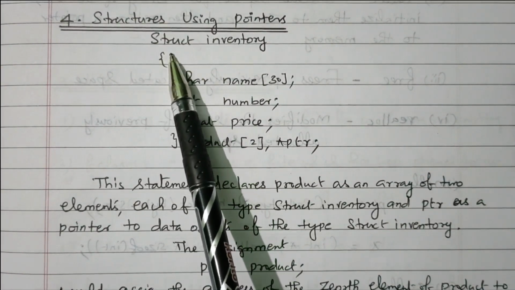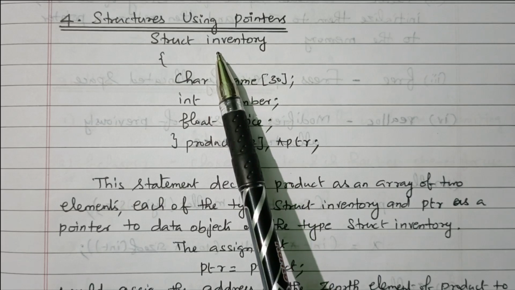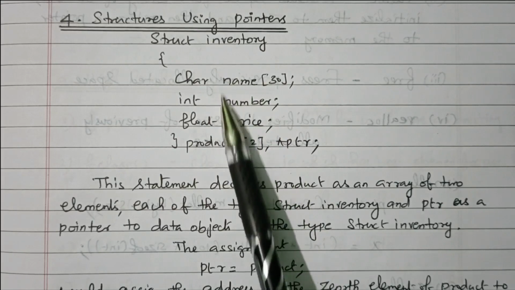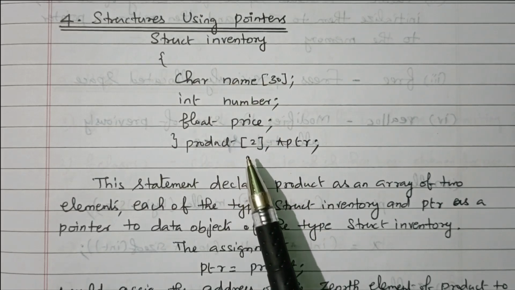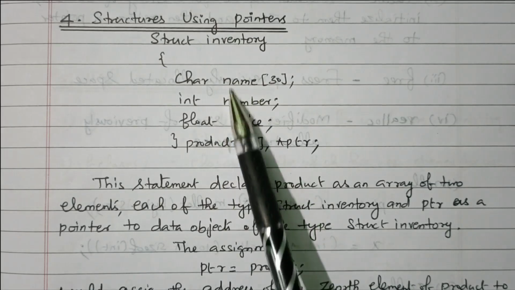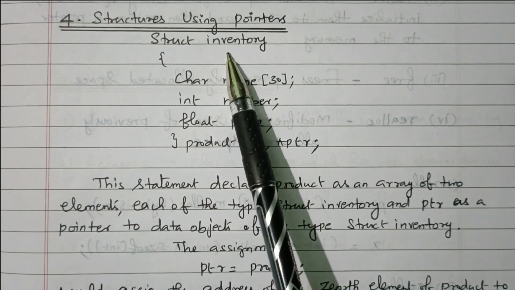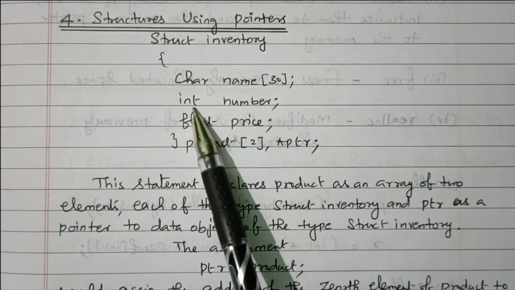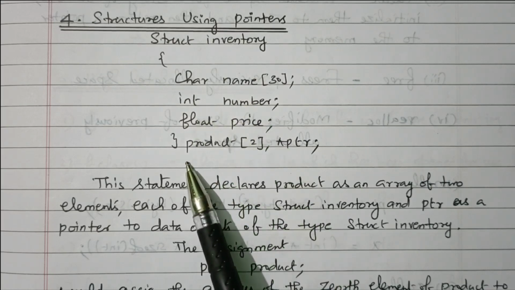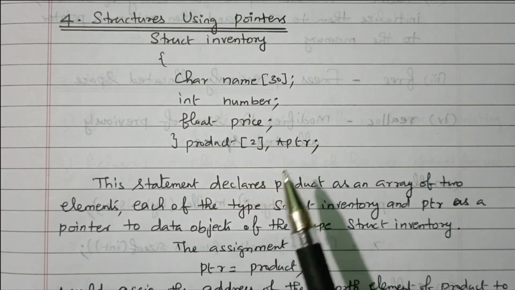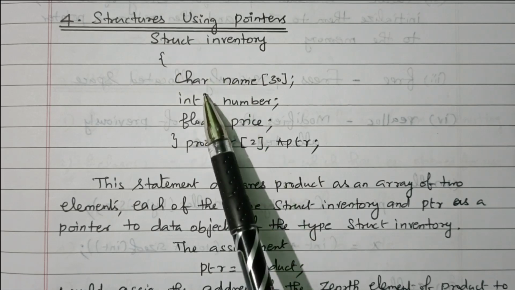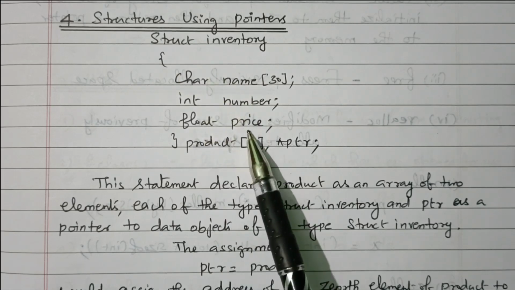struct is the keyword for creating a structure. The structure name is inventory. We know that a structure is a set of different types of data that are related. Array is a set of the same type of data. This is different types of data, related to each other, that is, related to inventory: char name, int number, float price, then struct inventory product[2], *ptr, right? So these are the three variables available in the structure inventory: name, number, and price.